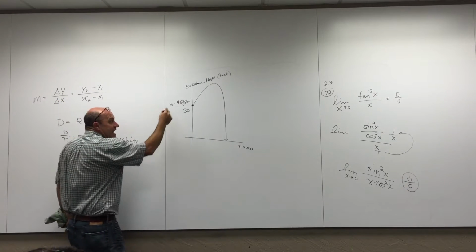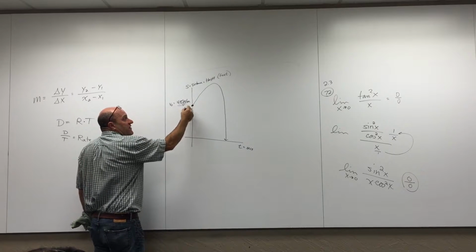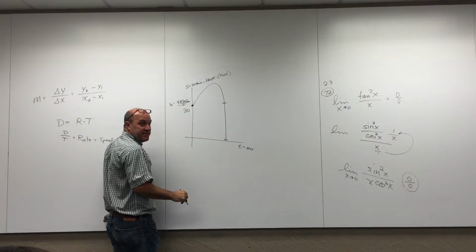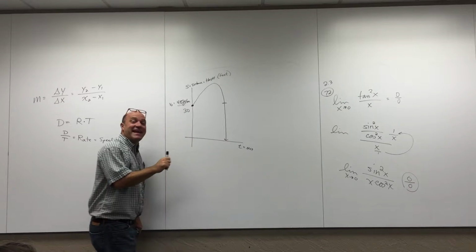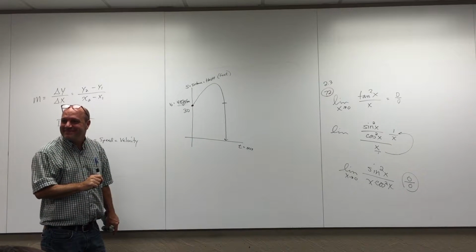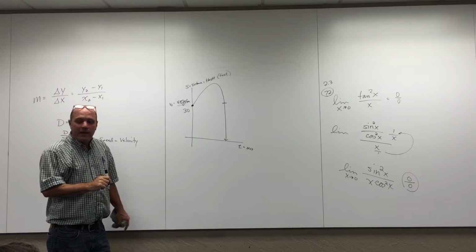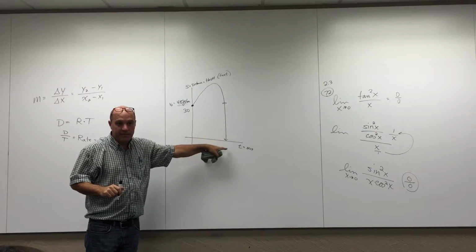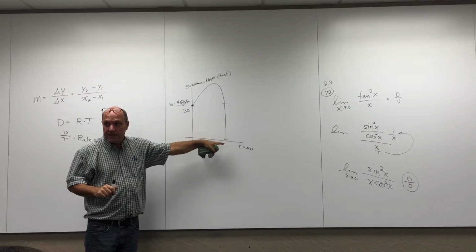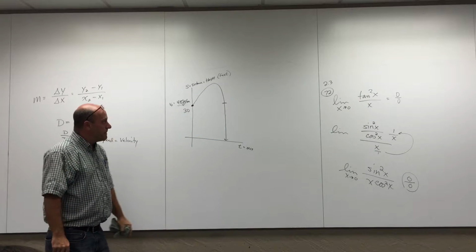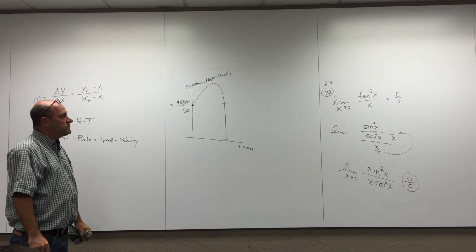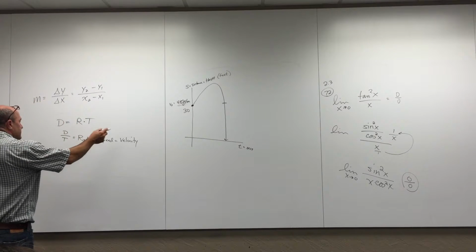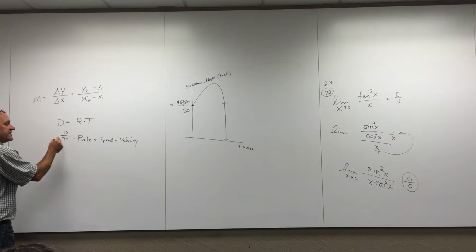It left this level here at 48 feet per second. When it gets back to this level, you know what its speed's going to be? 48 feet per second. By the time it hits the ground, it'll be going faster than that, I guess. Gravity's going to make it go faster. And it hits the ground with a certain speed.